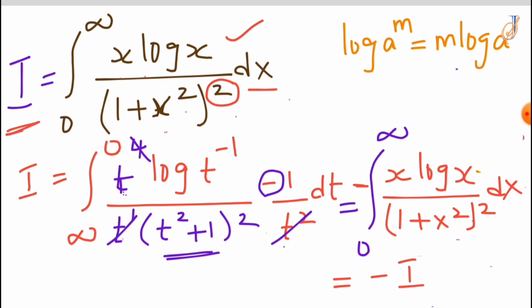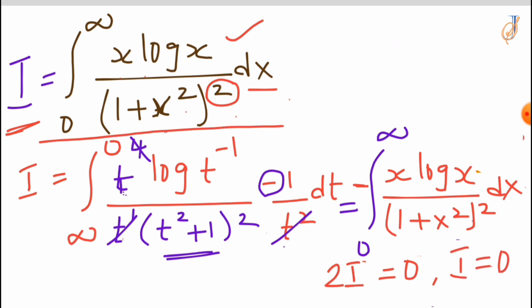And here left hand side we have I. So I equal to minus I. So we can write this as I plus I, that is equal to 0. Then 2I equal to 0. Then I equal to 0. That means this integral 0 to infinity x log x over 1 plus x power 2 whole power 2 dx, the value is 0.